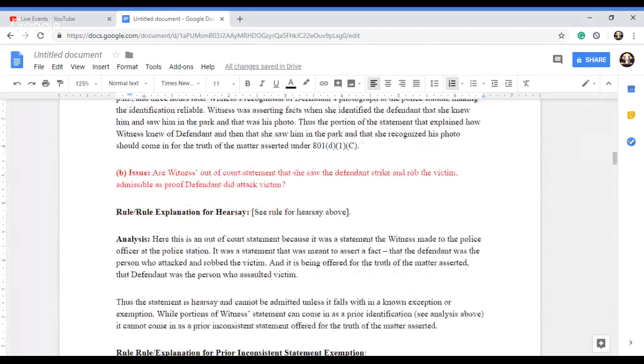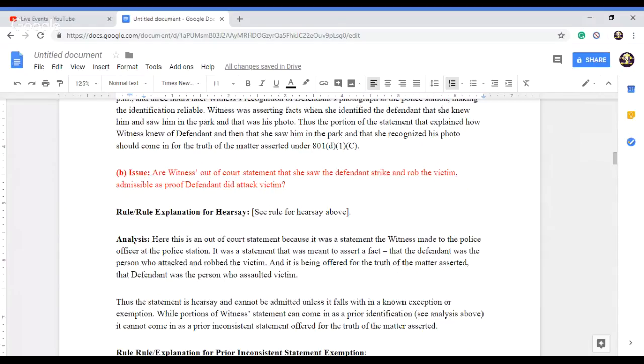Now, the next issue on this one is, are the witnesses' out-of-court statements that they saw the defendant strike and rob the victim admissible as proof the defendant did attack the victim? The first thing I want you to notice here is that the professor puts "see rule for hearsay above," because we're talking about hearsay again, and you don't have to waste time rewriting a rule that you're going to be using again.